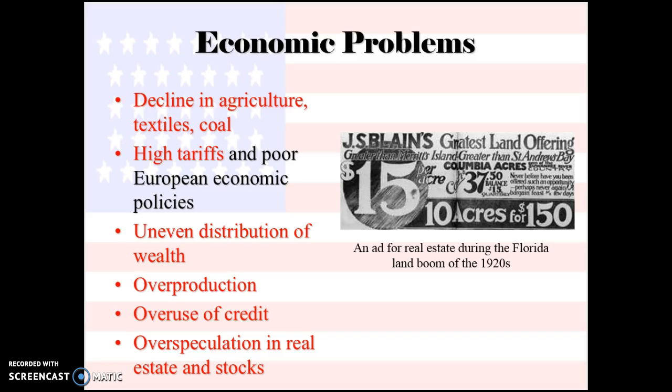They're making too much stuff. That's overproduction, overuse of credit, and then over-speculation, real estate, and stocks. We're going to cover each of those in this PowerPoint today. So all of these are causes of the Great Depression. So you may just want to write causes at the top there.